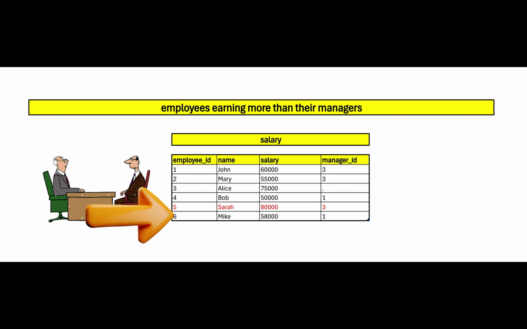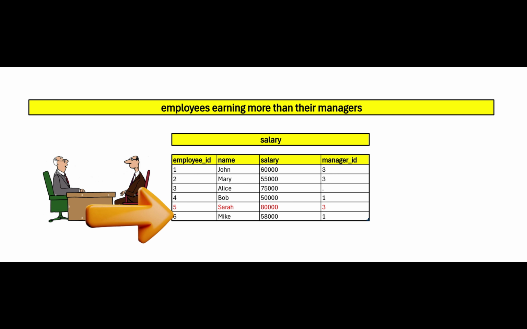Comparing this last employee detail, which is Mike, salary 58,000, his manager ID is 1. And if we look into his manager detail, then his manager name is John and his salary is 60,000. So comparing Mike's salary with his manager's salary, we can say that 58,000 is less than 60,000. So we don't want this particular row in our output.